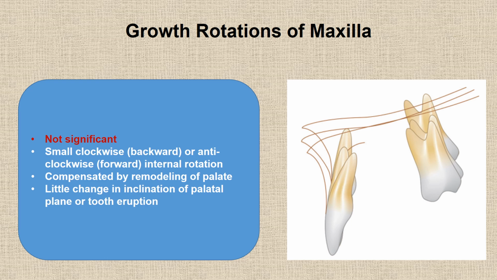Now, growth rotations in the maxilla do not occur to a significant extent. Small clockwise or backward, or anti-clockwise or forward, internal rotation happens, but this is compensated by remodeling of the palate, and thus there's little change in the inclination of the palatal plane or tooth eruption.